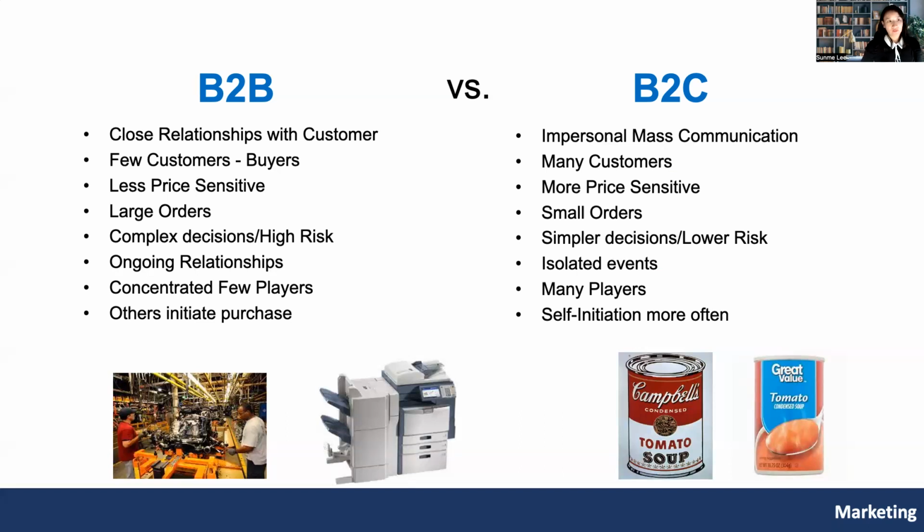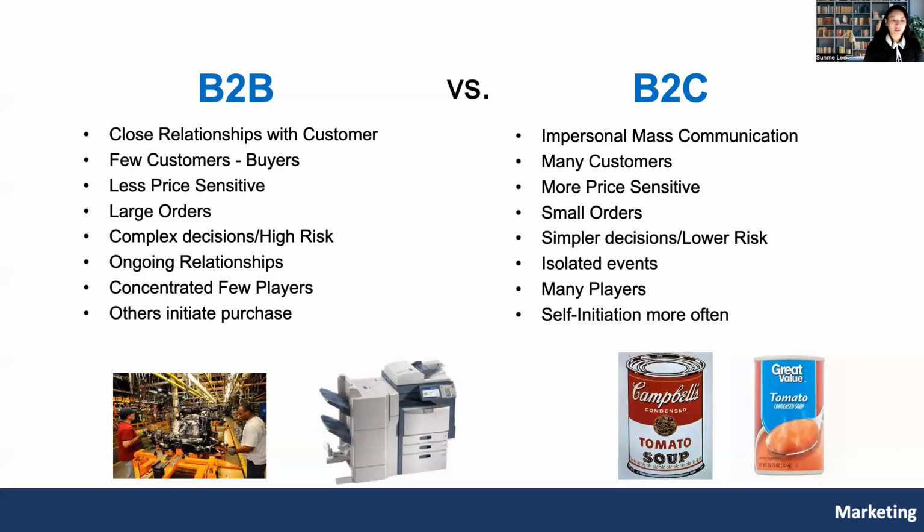So now let's talk about B2C. B2C is more impersonal mass communication, dealing with many personal customers, and they are more price sensitive. Consumers compare the price between two products on the shelves. So they are much more price sensitive, and they order much smaller quantities. There are many different brands with competition, and it's more about the personal decision. So it is usually also isolated events, and we have a vast amount of choice.